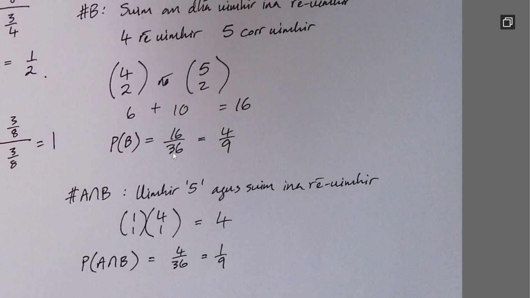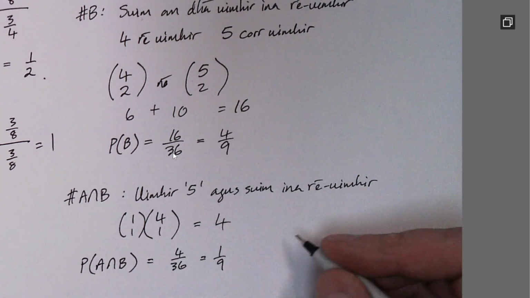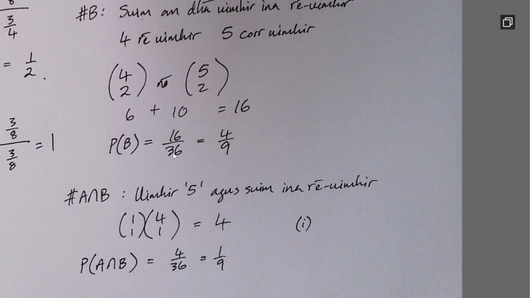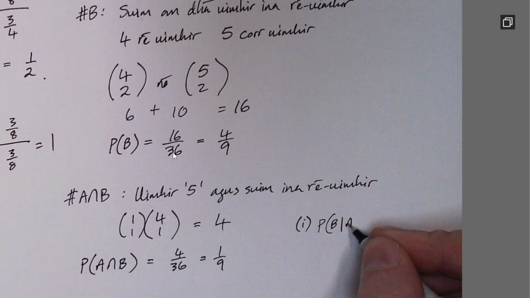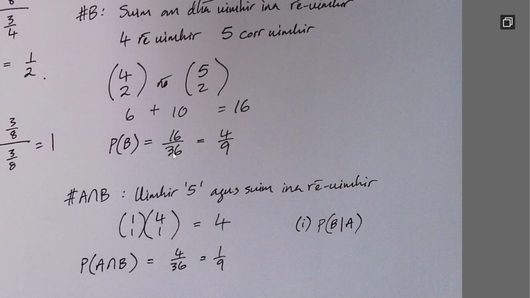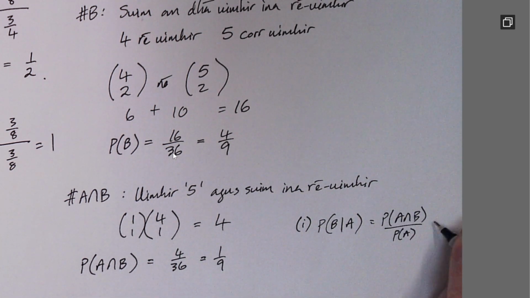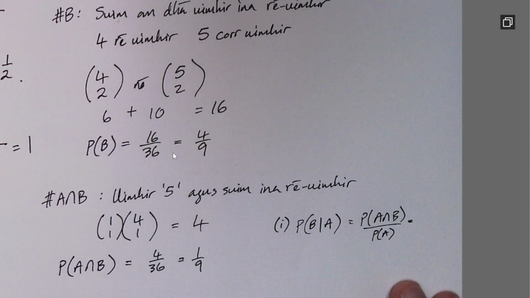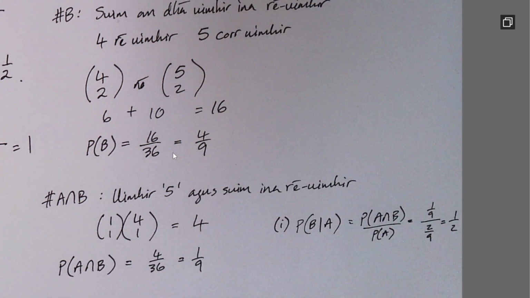Right. So the formula: the probability of B given that A has occurred. The probability of A intersection B divided by the probability of A. So that's the answer for this part. Okay, again.